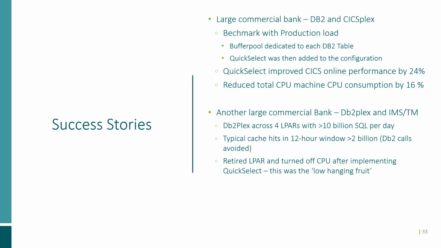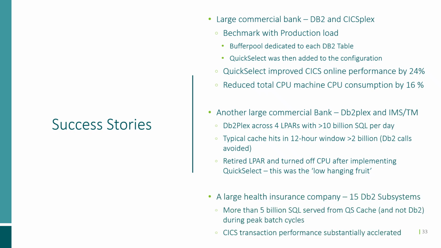Another large commercial bank, Db2plex and IMS TM online environment. A single application running across 4 LPARs with more than 10 billion SQL hits per day per LPAR. Typical cache hits in a 12-hour window were greater than 2 billion Db2 calls avoided. As a result, they were able to retire a single LPAR and turn off the related CPU after implementing QuickSelect. This was their low-hanging fruit, their initial implementation.